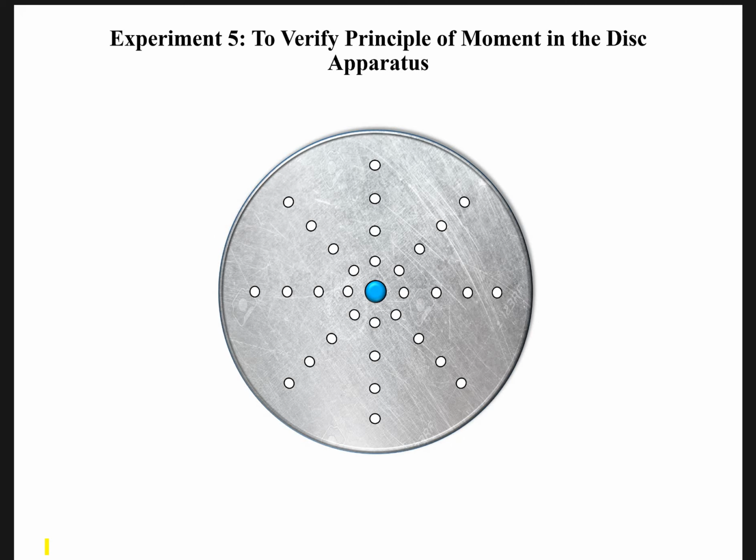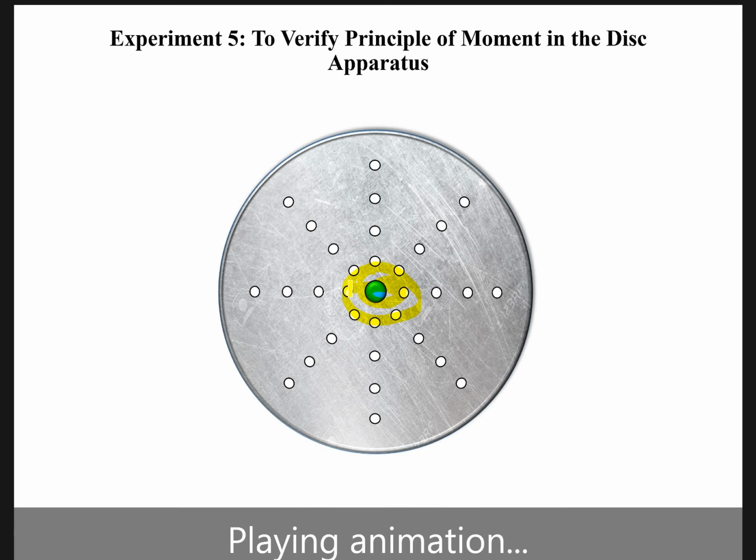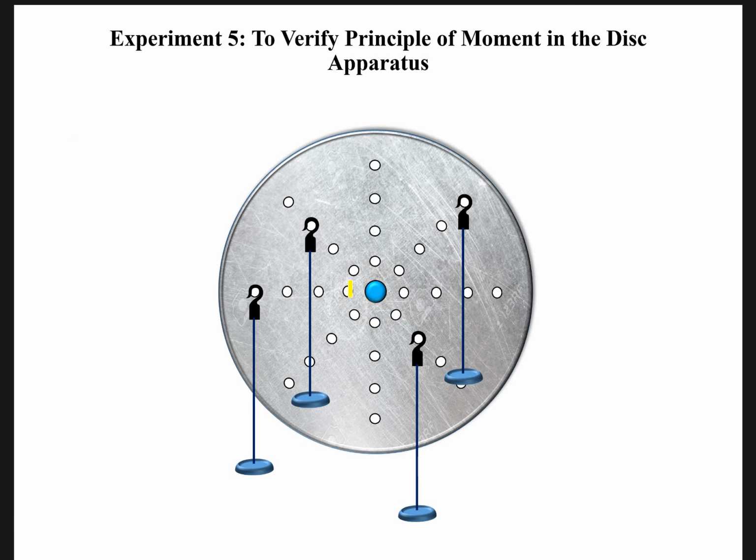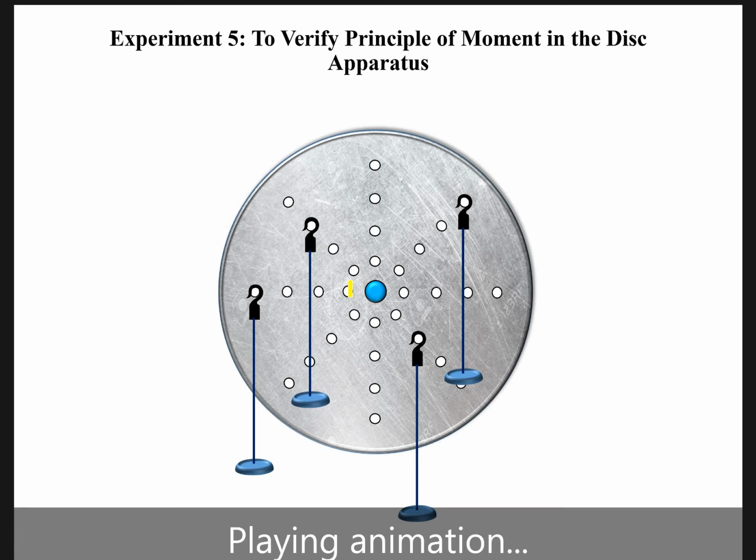Now let's have a closer look at the apparatus. This is how the disc apparatus looks. It has a pivot in the center. First of all, you have to balance all the hangers, right? This means that you have to attach the hangers to the disc apparatus, and you should make sure that no wibble wobble occurs and the system is at rest in equilibrium.